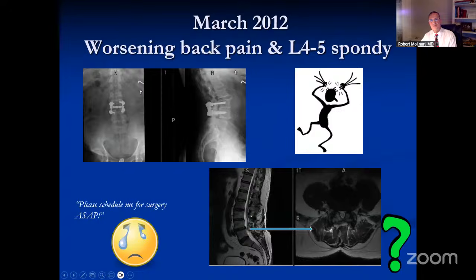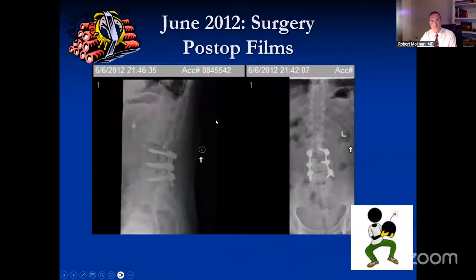Well, here he is in 2012. His back pain got worse, and it's all localized to his low back. He still has the degenerative spondy there, and he's begging me for surgery. And this is him in 2012. Here's the repeat MRI in 2012. Here's his stenosis still there. There's his spondylolisthesis. So I looked at this and said, okay, this is a classic degenerative back operation. We'll just extend him down and we'll get him better. And that's what we did.